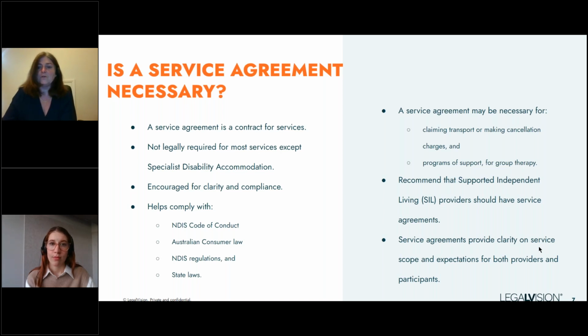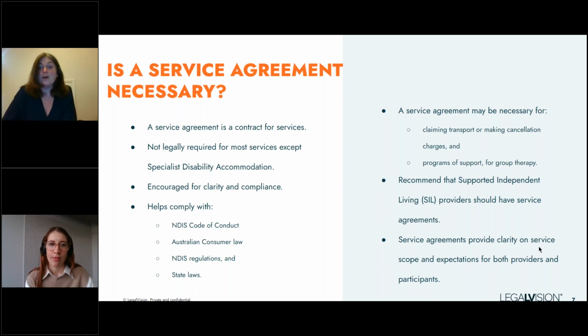A service agreement also helps create clarity around the scope of your services, what the participants can expect from you and your staff, and what you can expect from the participant. This can help to minimize disputes as both parties are aware of their rights and obligations. The written agreement can also assist with showing your compliance with all the applicable regulations, including the NDIS Code of Conduct, but also the Australian Consumer Law.